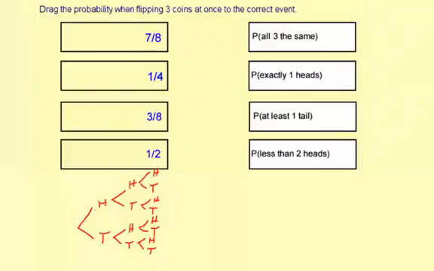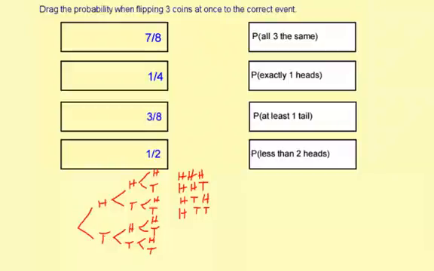Okay, so this tree diagram represents all the possible outcomes, and I'm just going to go ahead and write all the outcomes over here. Heads, heads, heads is the first possibility. Then heads, heads, tails, following the tree branches. Then heads, tails, heads. And then heads, tails, tails.